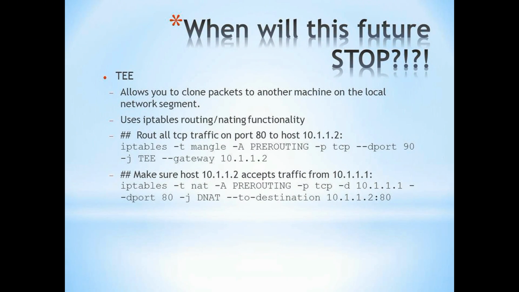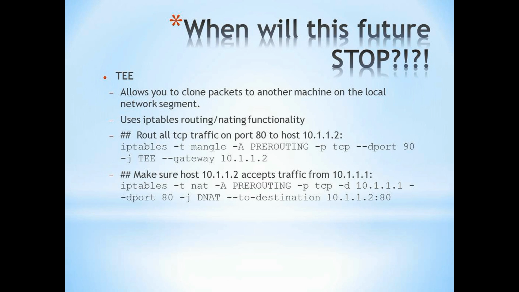And lastly, this is my last slide. They have a new TEE target as well, and this can be used to mirror traffic without modifying it to a separate host. And this uses your NATting and routing function within IPTables, where we're telling it to... anything destined... Again, I'm an idiot. That should be 80 instead of 90. Again, this is kind of a last-minute presentation here.